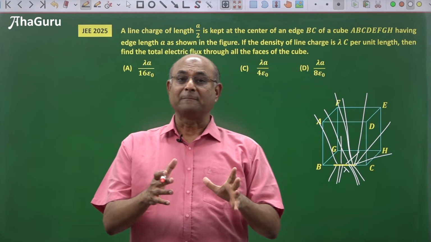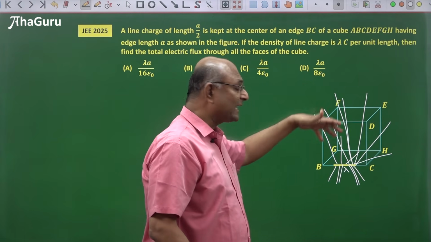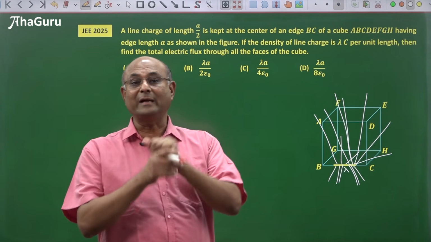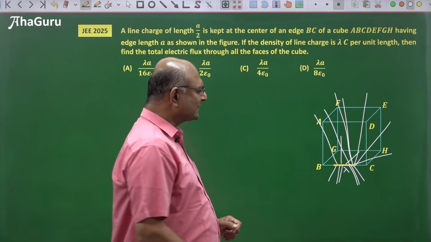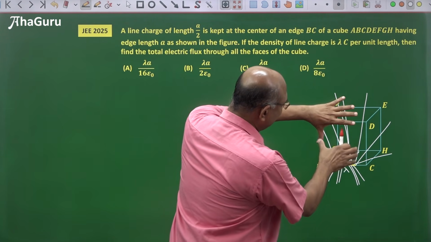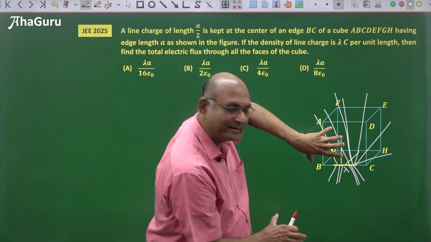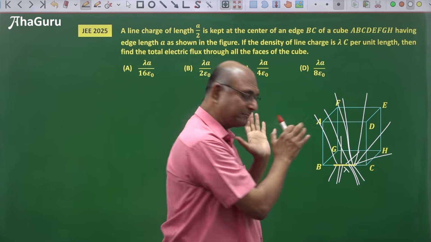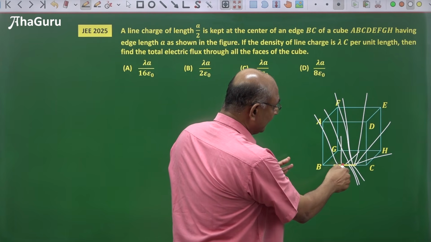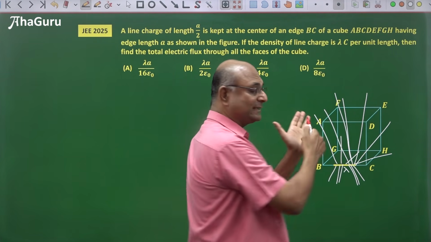How do I find this? What is the net charge inside? How do I do that? Well, there's a nice trick for this. You know that this is in the middle. So if I now take another cube and keep it this side, just bring one more cube here, exactly the same size, then this lambda will be shared between this and this.